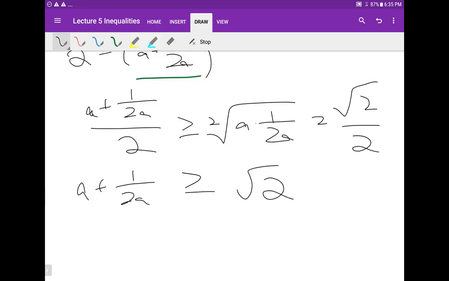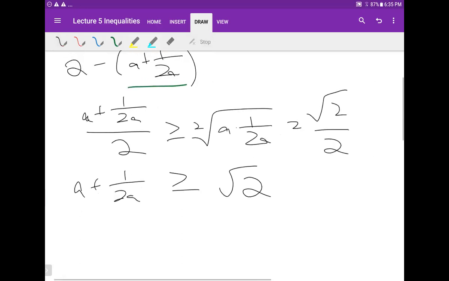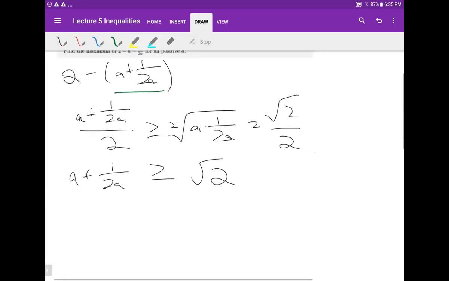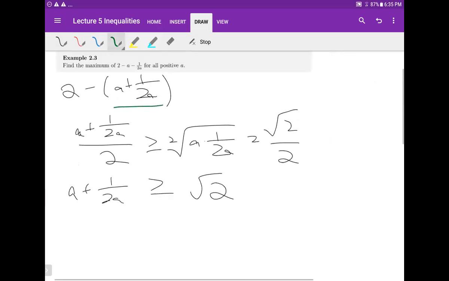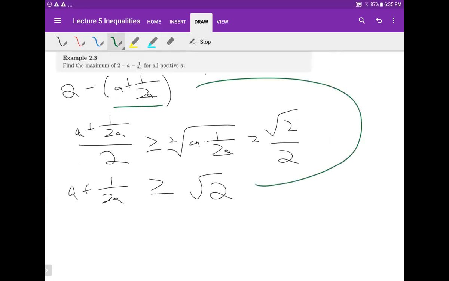And if we plug this value back into our original expression up here, then we can clearly see that the maximum value that this can attain is 2 minus the square root of 2.